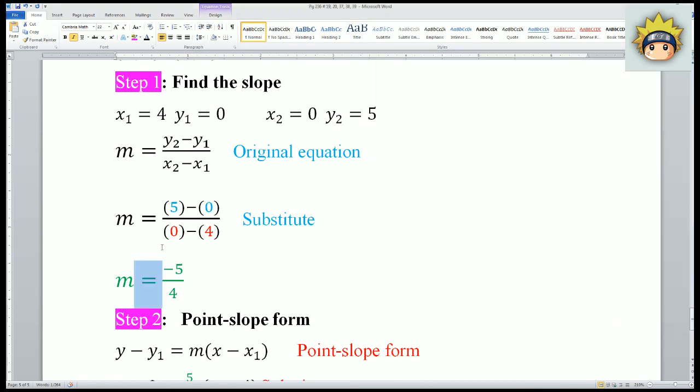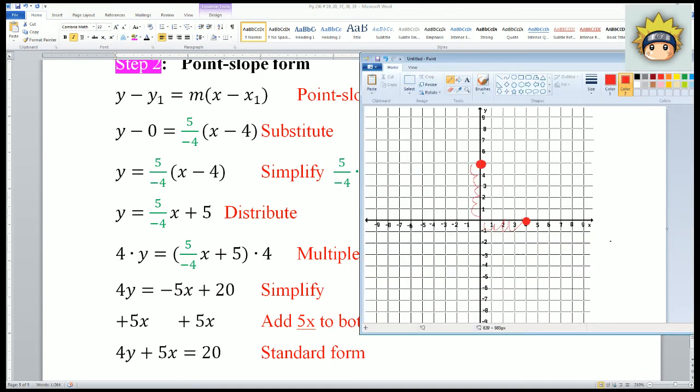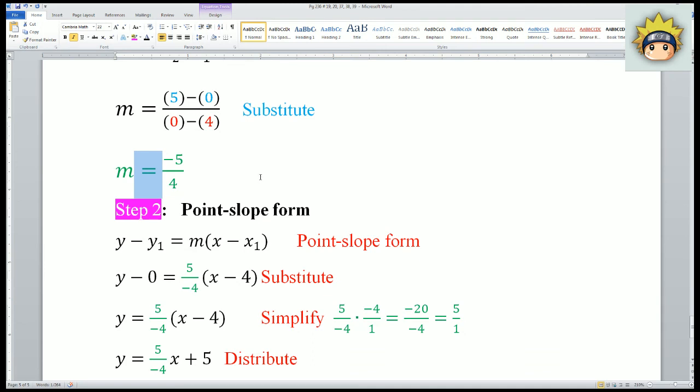Then you can just automatically put it into y equals mx plus b format from here, and you can just get it to standard form. However you want to do it to get the answer in standard form is up to you. There you go. That is all the homework solution for page 236, numbers 19, 20, 37, 38, and 39.